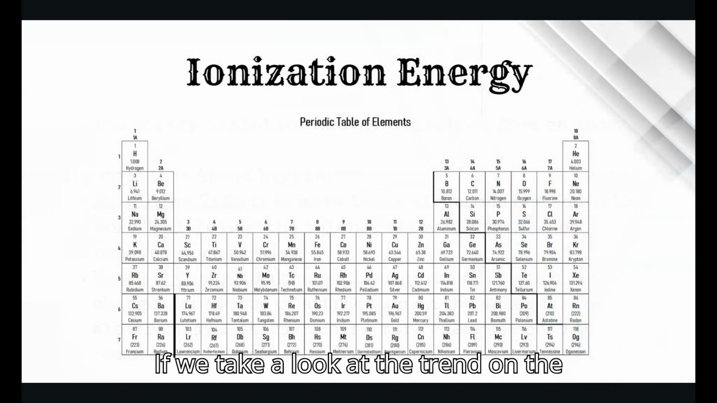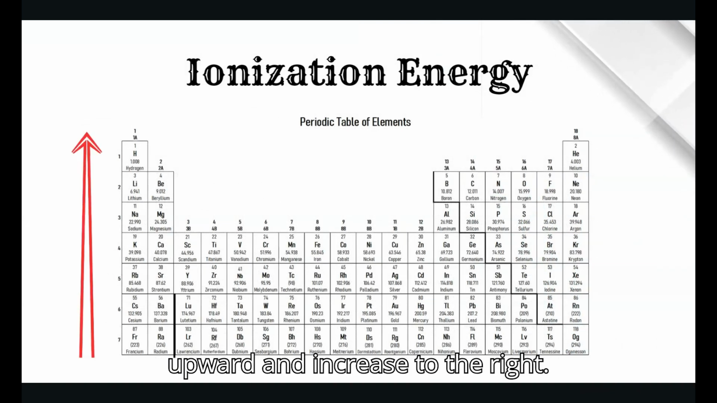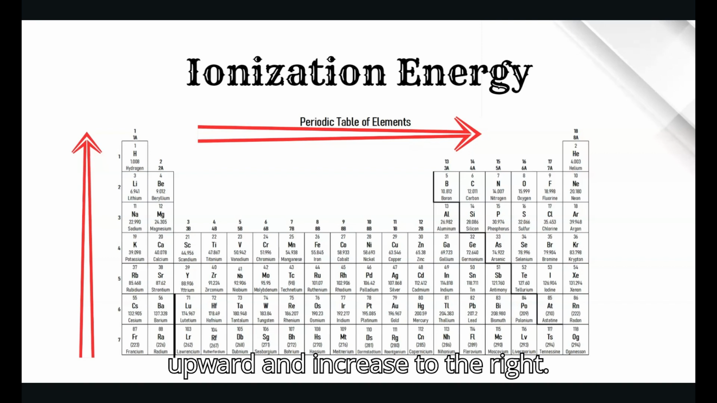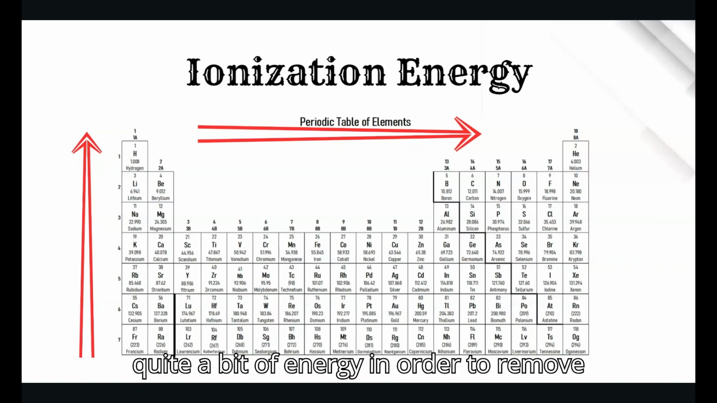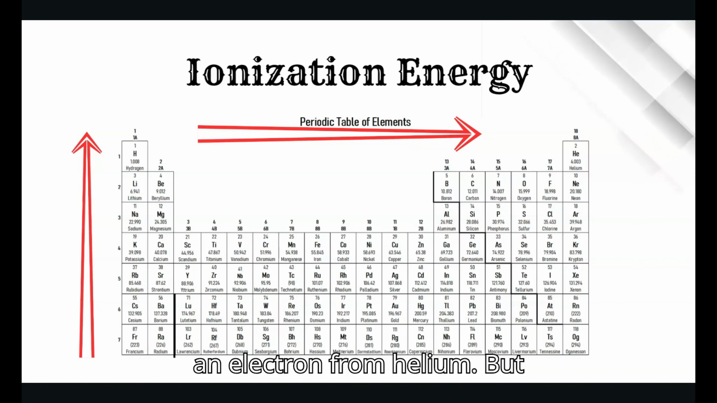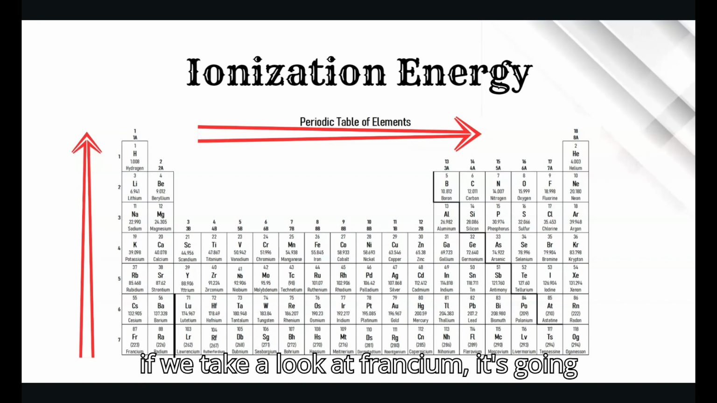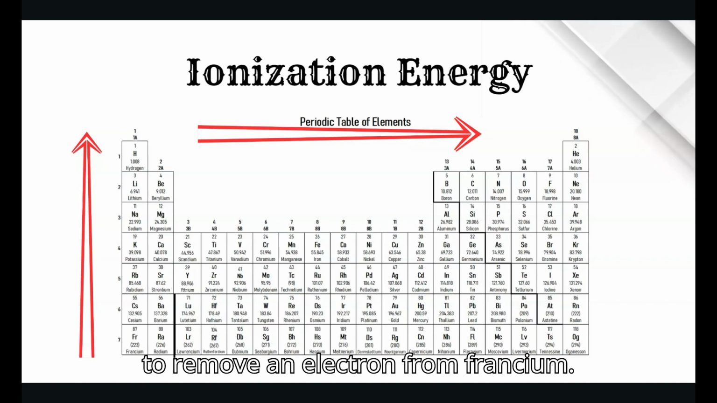If we take a look at the trend on the periodic table, it is going to increase upward and increase to the right. This means it's going to require quite a bit of energy to remove an electron from helium. But if we take a look at francium, it's going to require a very small amount of energy to remove an electron from francium.